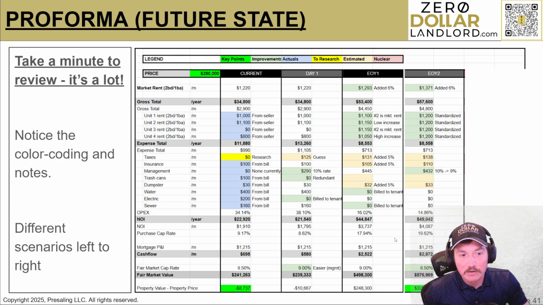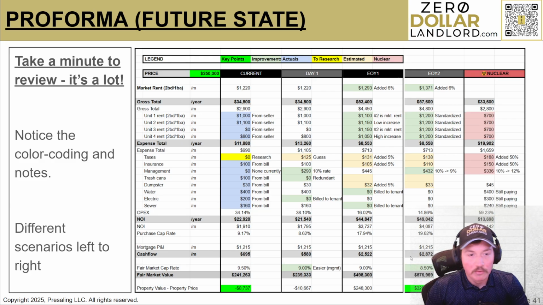In case anybody noticed, the majority of profit is in year one. You go from about $250,000 purchase price to about $500,000 value, but then you go from $500,000 to $570,000 in year two. So most of that value add is typically going to be in year one, maybe year two if it's a huge project. All right, and then this is like the nuclear holocaust scenario basically.